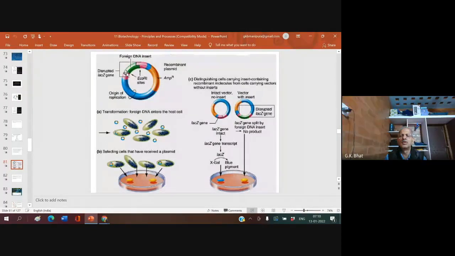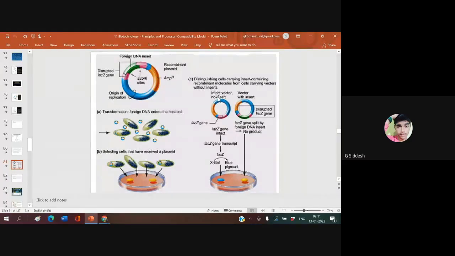No. Look here, intact vector. What do you mean intact vector? No insert. Intact vector, no insert. Vector with insert. With insert. This is no insert means which one? No insert. What is that insert here? Foreign DNA.